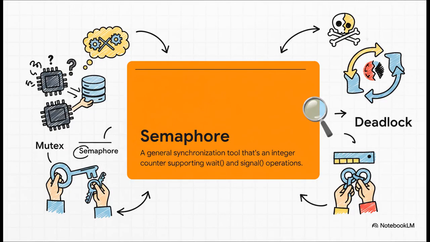But what happens when you have more than one of something? What if it's not just a single room, but a few identical resources? That's where the semaphore comes in. Instead of a simple lock, a semaphore is a counter. When a process wants to use a resource, it just ticks the counter down. When it's done, it ticks it back up. If that counter ever hits 0, well, any new processes have to wait until someone else finishes up.